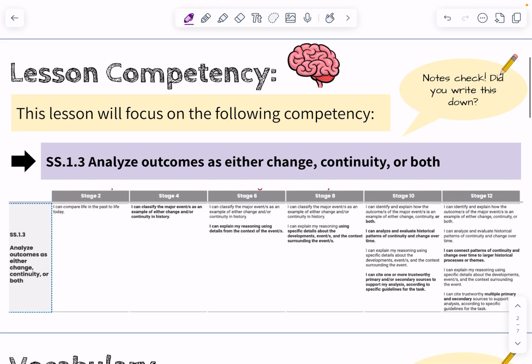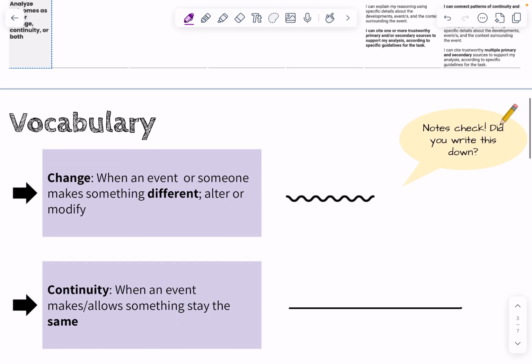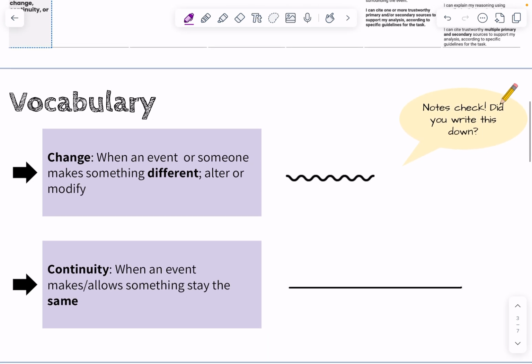Let's get started. Alrighty, for this lesson competency, we're looking at a new one today, Social Studies 1.3. We have to be able to explain if an event led to change, continuity, or both, and back our reasoning up with evidence. Let's go over some quick vocabulary words.